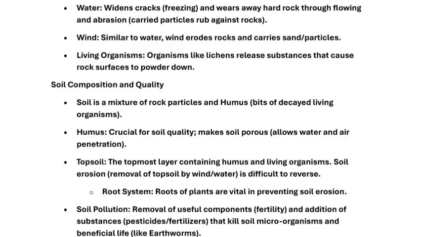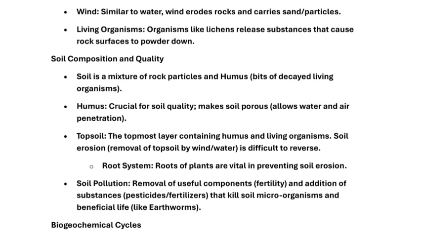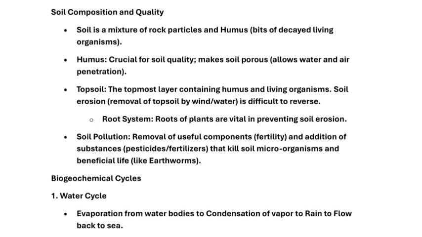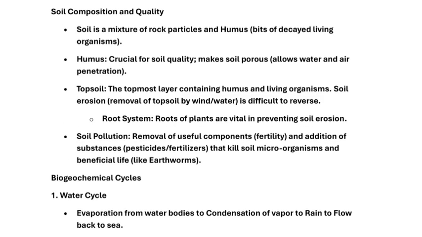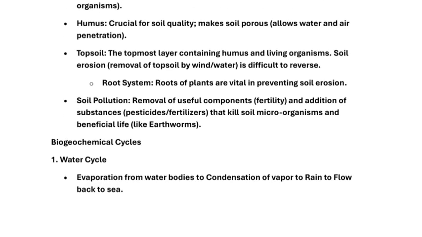Soil composition and quality: soil is a mixture of rock particles and humus, bits of decayed living organisms. Humus is crucial for soil quality; it makes soil porous and allows water and air penetration. Topsoil is the topmost layer containing humus and living organisms. Soil erosion, the removal of topsoil by wind or water, is difficult to reverse. The root system: roots of plants are vital in preventing soil erosion.